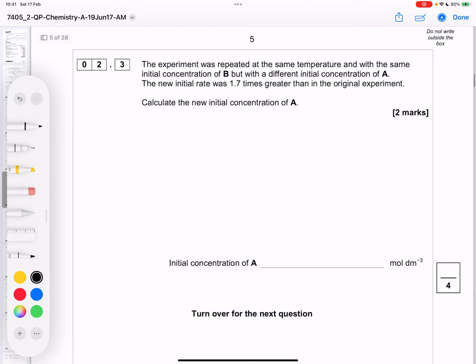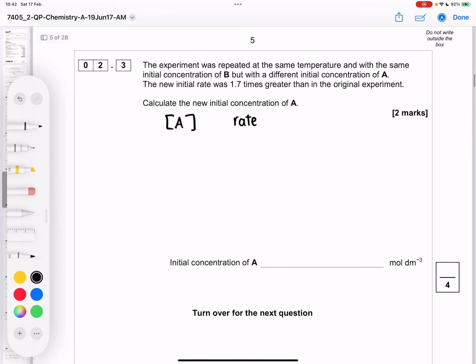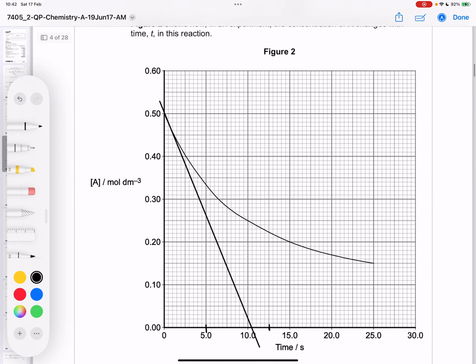The second part says the experiment was repeated at the same temperature with the same concentration of B but a different amount of A, and the new initial rate was 1.7 times greater than that of the original experiment. So we had before our concentration, in fact we can just use the abbreviation, can't we? We had our concentration of A and we had a rate. So our initial concentration of A was, just go back and check, 0.5.